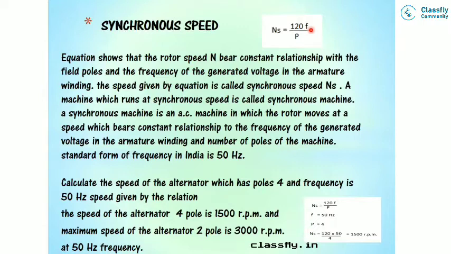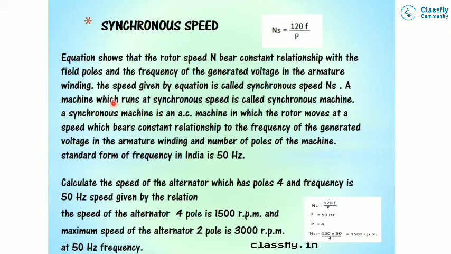Here we are doing the synchronous speed of the three-phase synchronous generator, and we know that a synchronous generator is a generator which converts mechanical energy into alternating current electrical energy, right? That's why it is known as an alternator. In the armature winding, the frequency gets generated. So the speed given by the equation is the synchronous speed. As I told, this Ns is the synchronous speed.